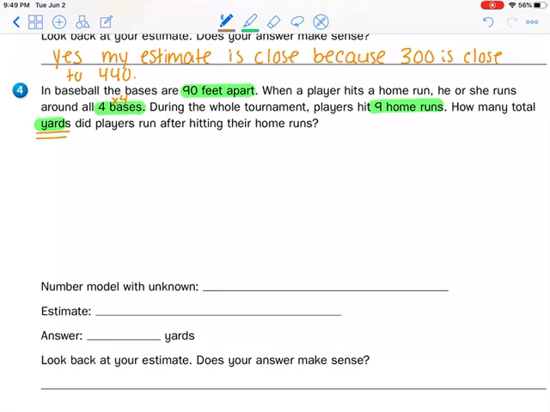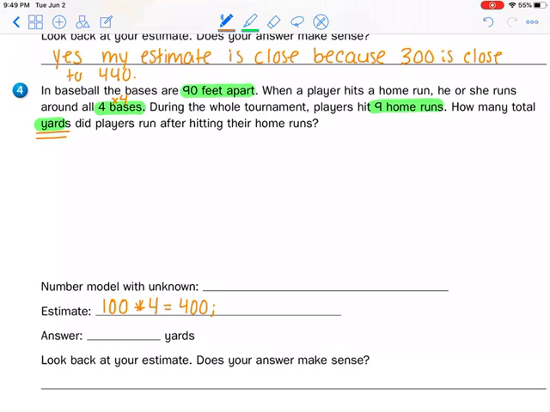So we're going to do our estimate first. So there's 90 feet between each base, so that's kind of close to 100. And then I'm going to divide that by 4. I'm going to leave the 4 where it is. I'm sorry, not dividing, multiplying by 4. And I know that that's 400. So when you hit a home run, you run 400 feet when you run around all 4 bases.